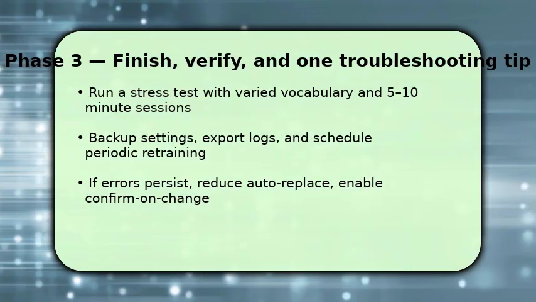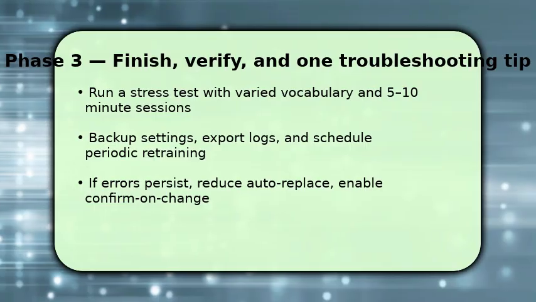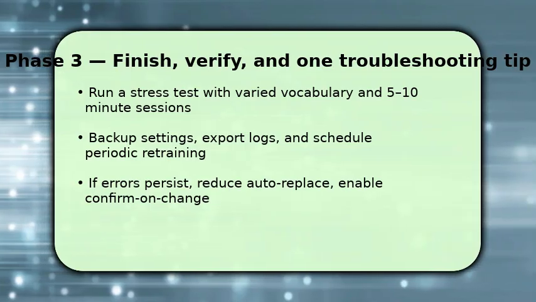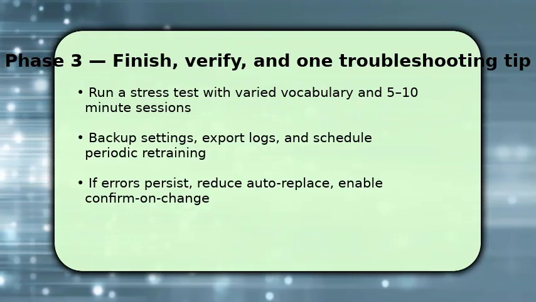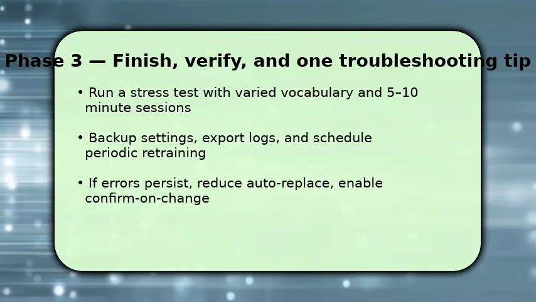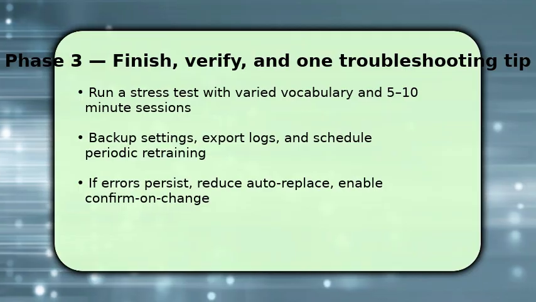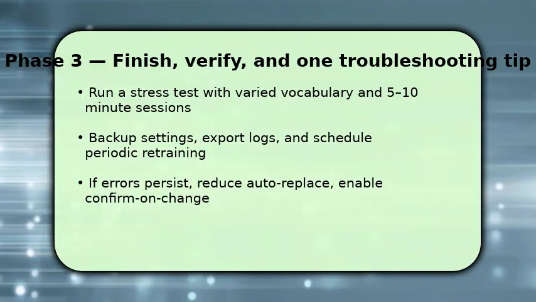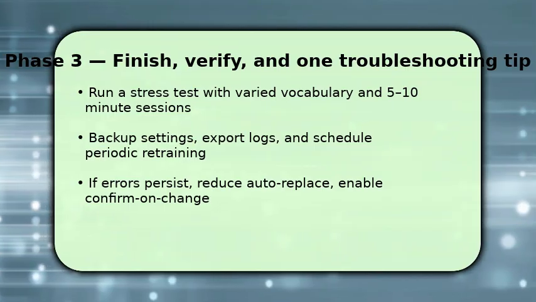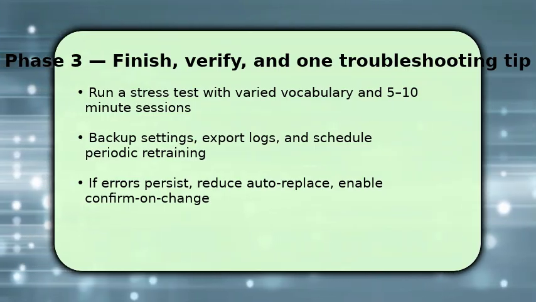Finish by running a stress test. Use varied vocabulary, punctuation, and run several 5 to 10-minute sessions. This reveals edge cases and timing issues. Export logs and back up your settings so you can revert changes, and schedule periodic retraining to keep the model current. If mistakes keep occurring, reduce auto-replace actions and enable confirm on change or inline suggestions instead.